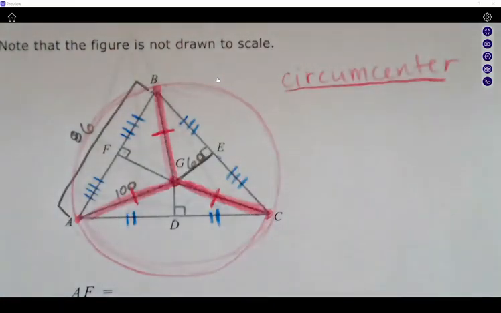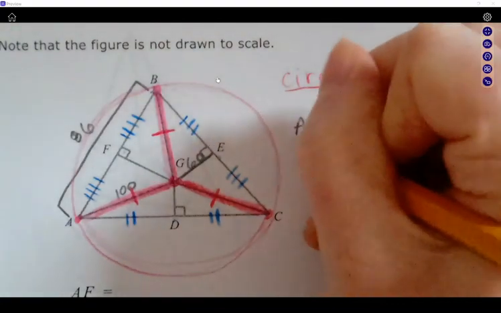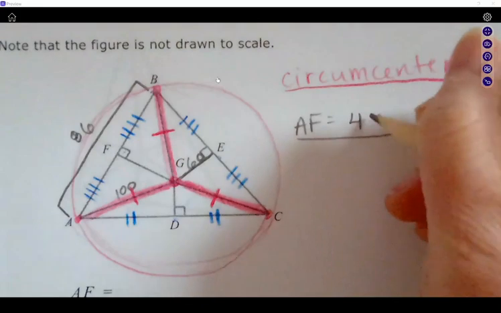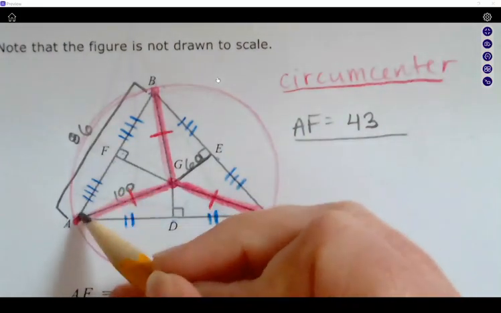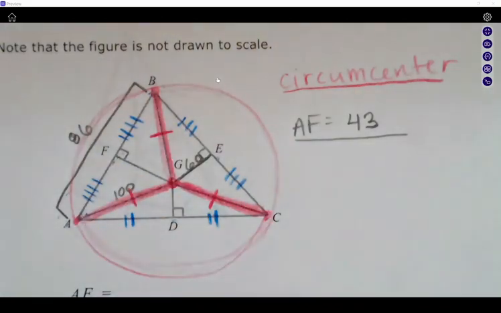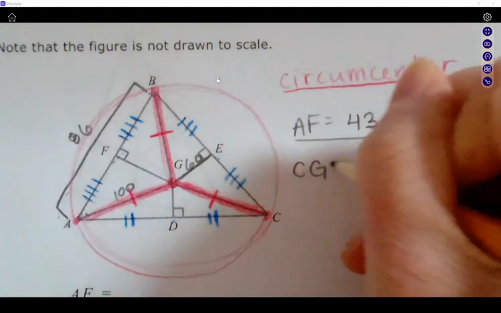We're going to look for different measures in this figure. At first, we're asked to find the measure of AF. Can you tell me what the measure of AF is? It's half of 86, so it's 43. So AF is here, and that's half of 86, so it's 43. All right. What about CG?